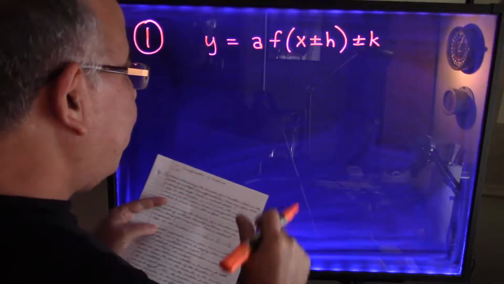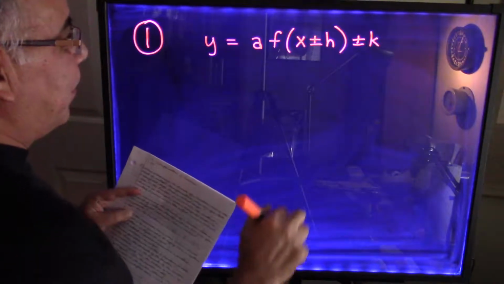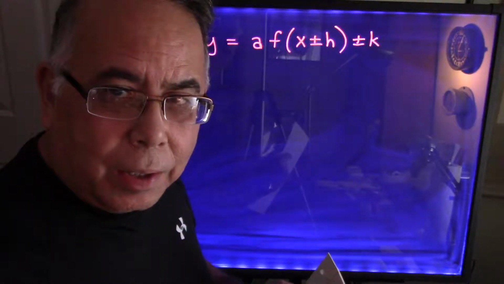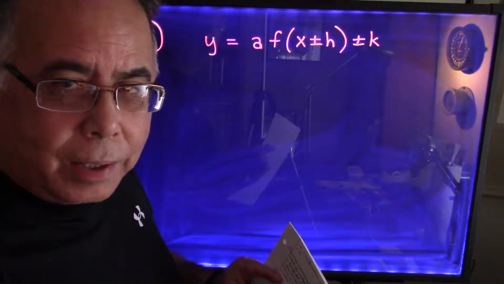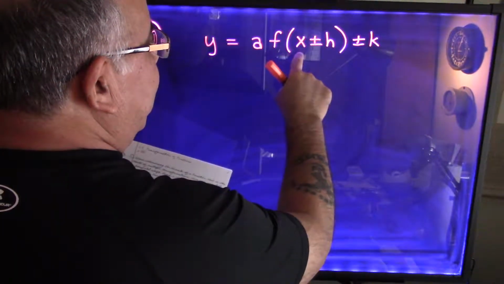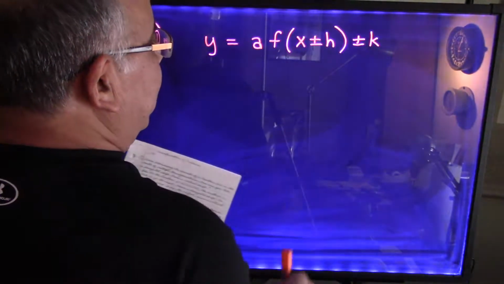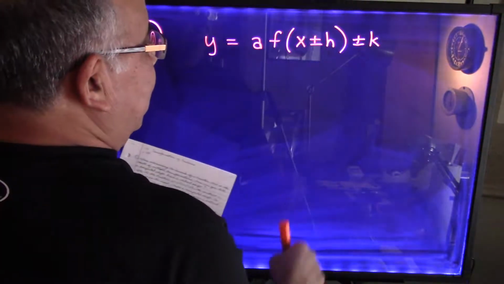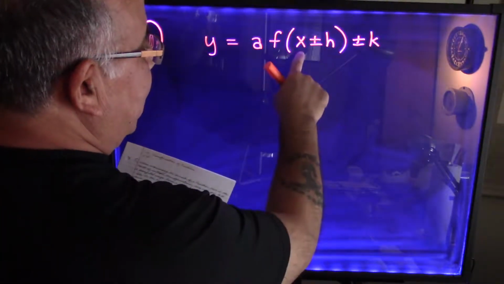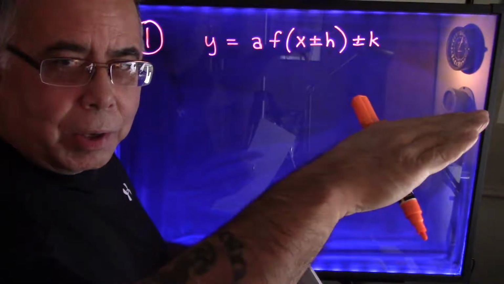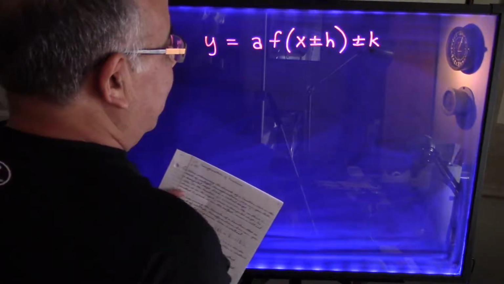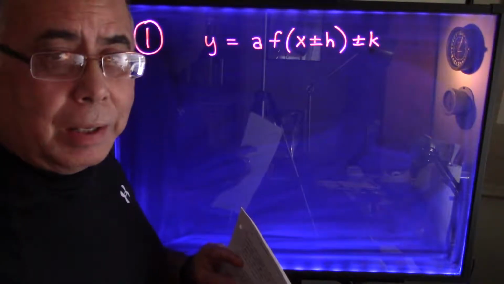Now, when it's written like this, you can get it into this form. If it's not that way already, you can use some algebra and manipulate it and get it into that form. And the constant h, which goes into the input, added to the x, determines horizontal shift. Think of the x-axis as being horizontal and the shift is horizontal. The k here is vertical shift.